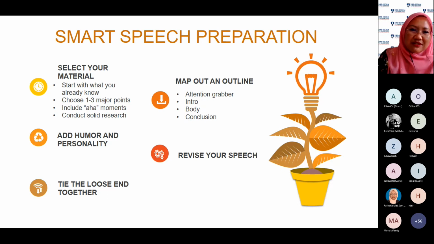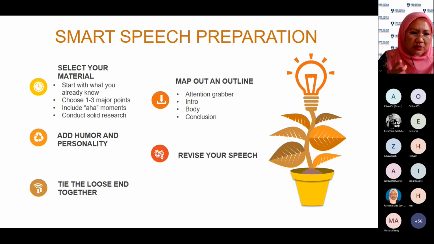Select your material. Start with what you have already known. Only 1 to 3 major points. That is why for 20 minutes of presentation, you need 20 hours, because you need to have solid research conducted in order for you to feel that, I've done my best. I've done my due diligence in researching this topic. So this is all that I know, and now I can call myself an expert in the topic. Your points cannot be more than 3.